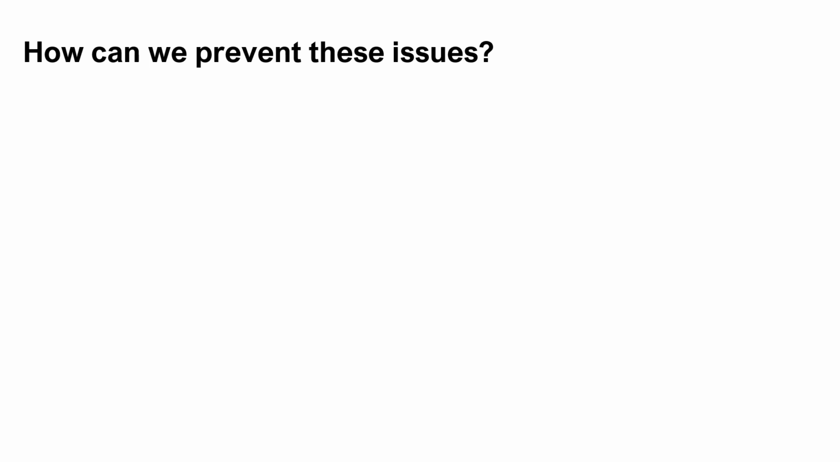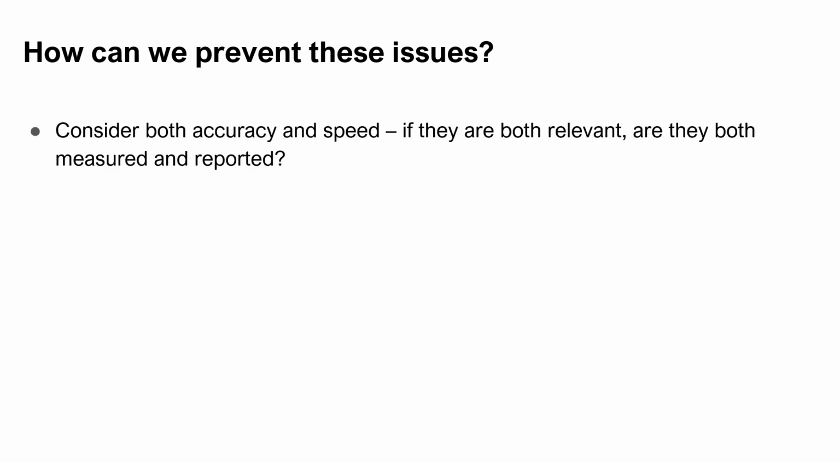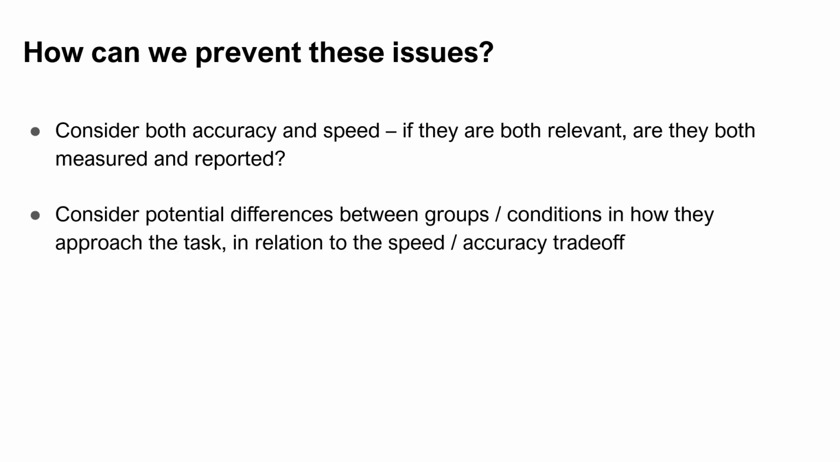And how can we prevent issues associated with this speed accuracy trade-off? So it's typically a good idea to consider both speed and accuracy. If they are both relevant, are they both measured and reported in the study? And you might also want to consider potential differences between groups of participants or participants in different conditions in how they approach the task in relation to the speed accuracy trade-off.